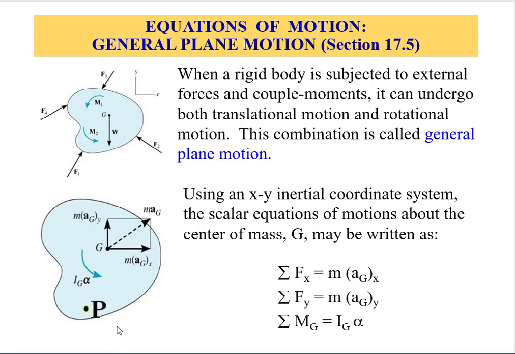The kinetics of this same object can be described by labeling first the inertia, the angular inertia, which is Ig alpha, where we are describing everything with respect to the center of gravity, and also the translation, which has a vector component of MaG, and that could be decomposed along the x and y into two vectors, MaGy and MaGx. That's if we are using Cartesian.